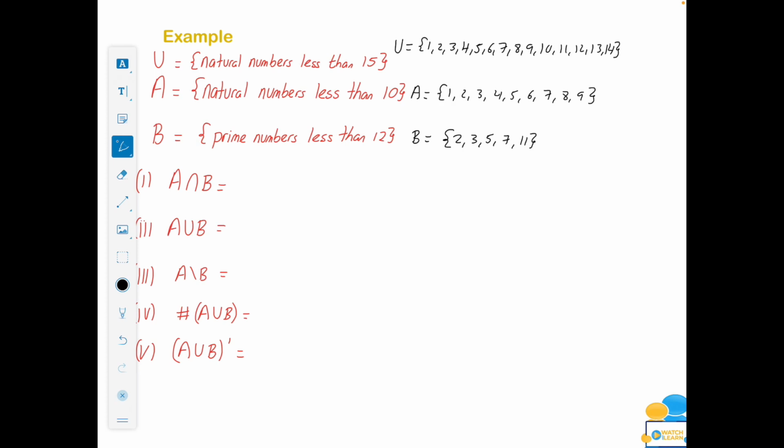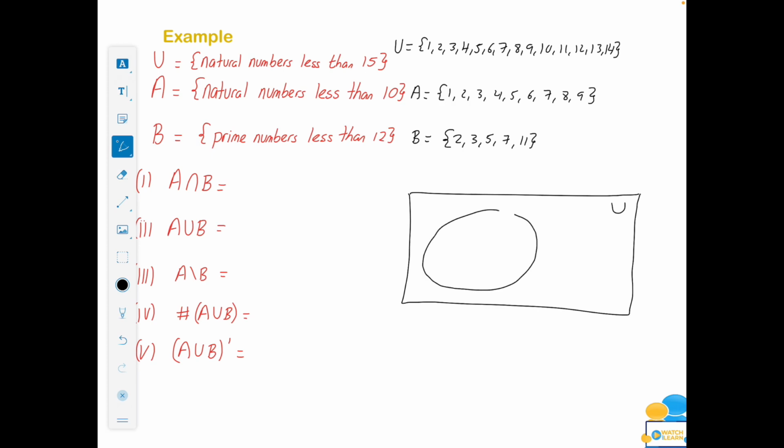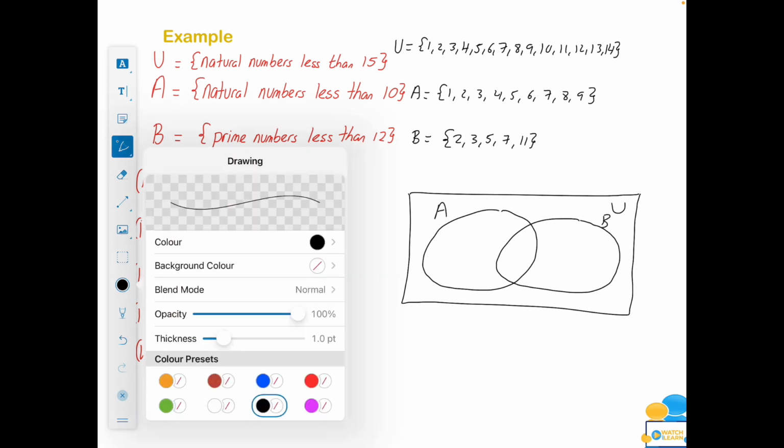Okay, now that we've got that done, we can draw our Venn diagrams. Now, this question doesn't actually tell us to draw a Venn diagram, but it's going to make answering the questions a lot easier. So we'll draw a rectangle. That rectangle is going to represent our universal set. I'm going to draw our 2 sets inside then. We're going to label this as A and B.